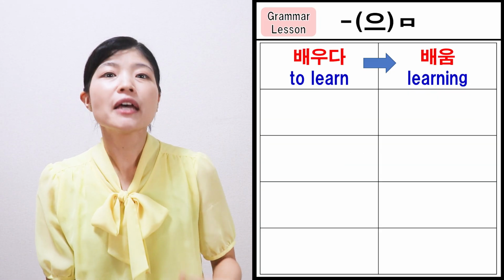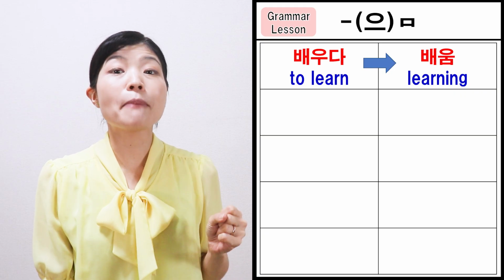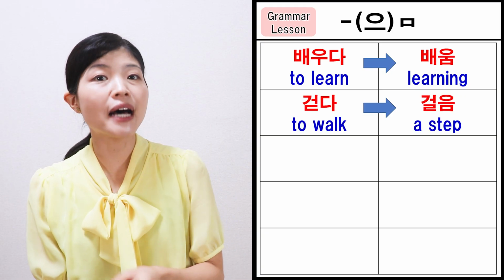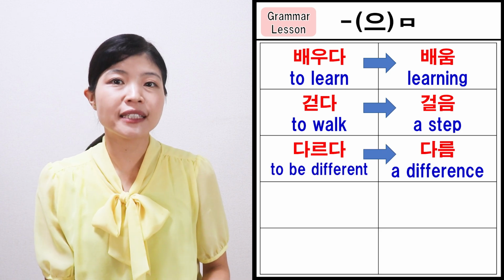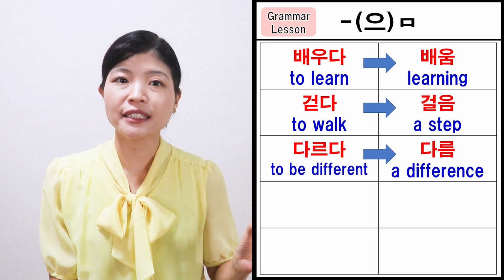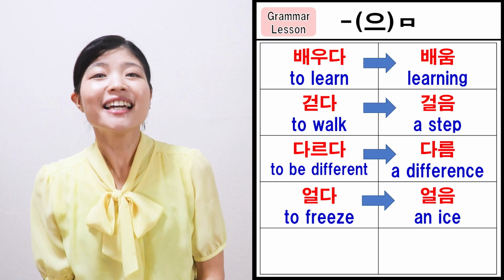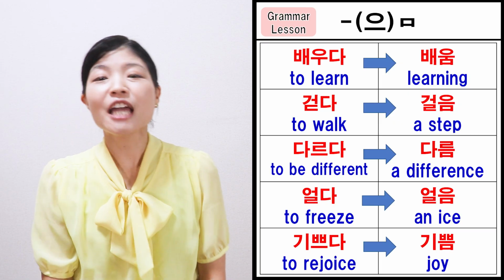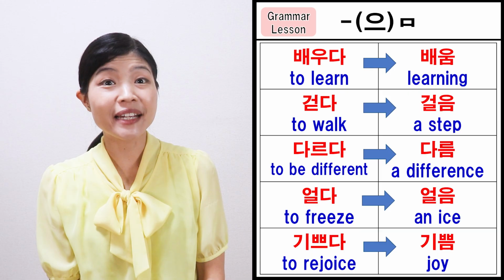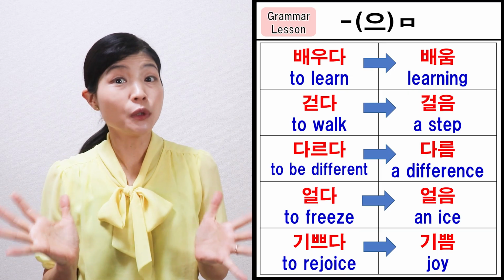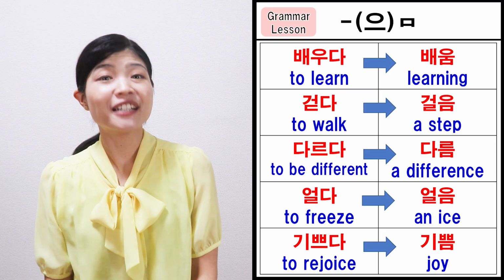For example, 배우다 to learn can be 배움, learning. 걷다 to walk can be 걸음, a step. 다르다 to be different can be 다름, a difference. 얼다 to freeze can be 얼음, an ice. 기쁘다 to rejoice can be 기쁨, joy. Like this, when you look at it this way, there are so many words that apply this grammar, right?